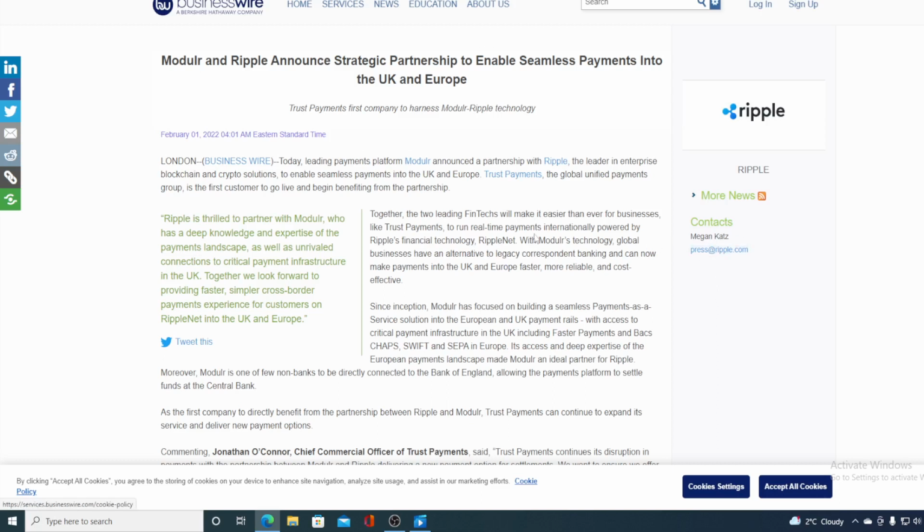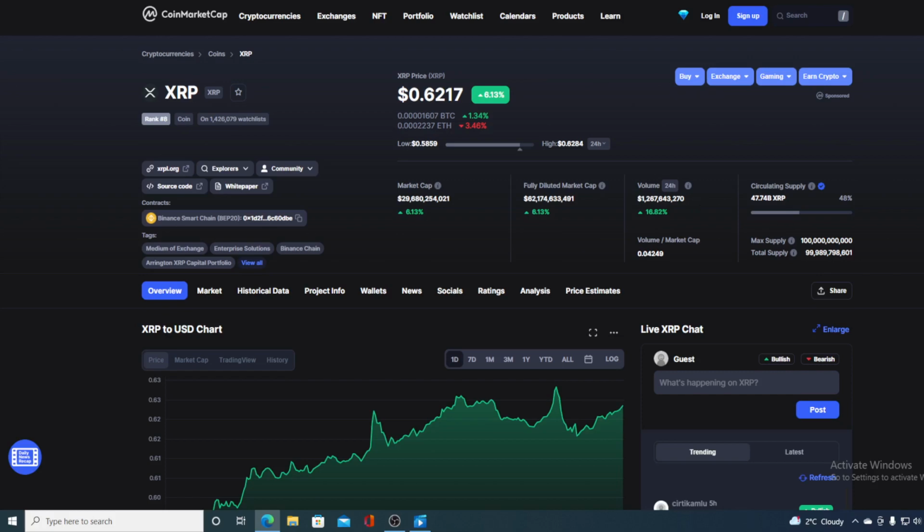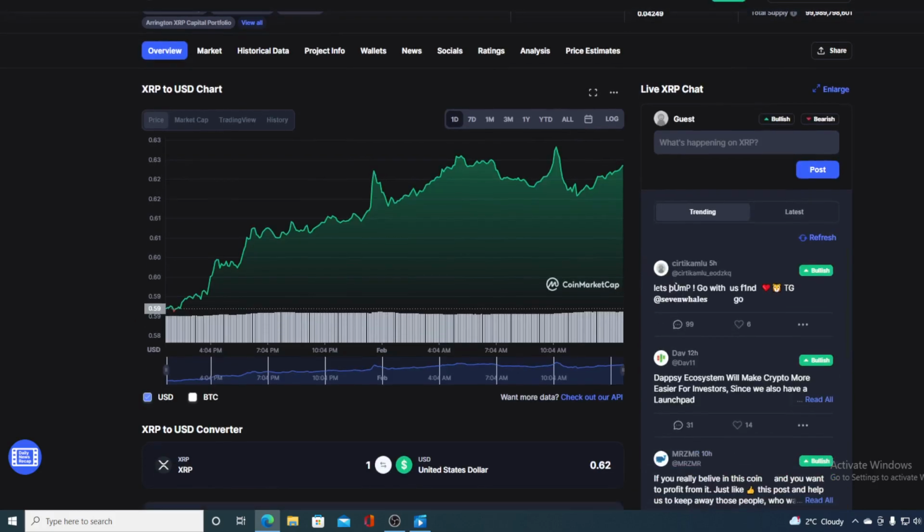Ripple actually tweeted, "Ripple is thrilled to partner with Modulr, who has a deep knowledge and expertise of the payments landscape, as well as unrivaled connections to critical payment infrastructure in the UK. Together, we look forward to providing a faster, simpler cross-border payments experience for customers on RippleNet into the UK and Europe." How awesome is that, guys? So everything is going to be much easier. If we take a look at this chart again, we can definitely witness the rise in the price.